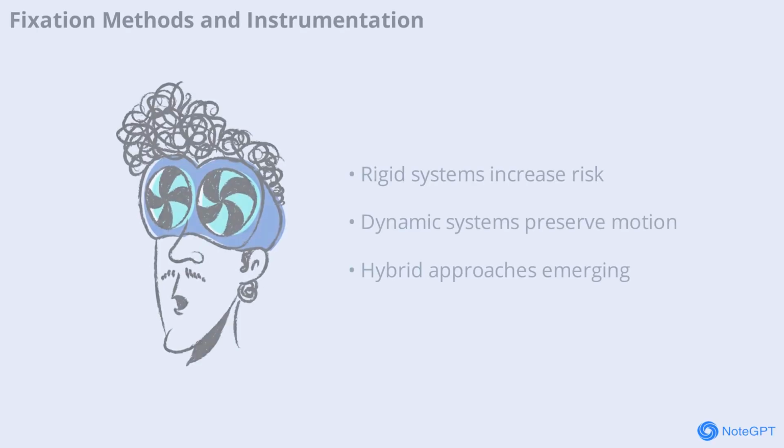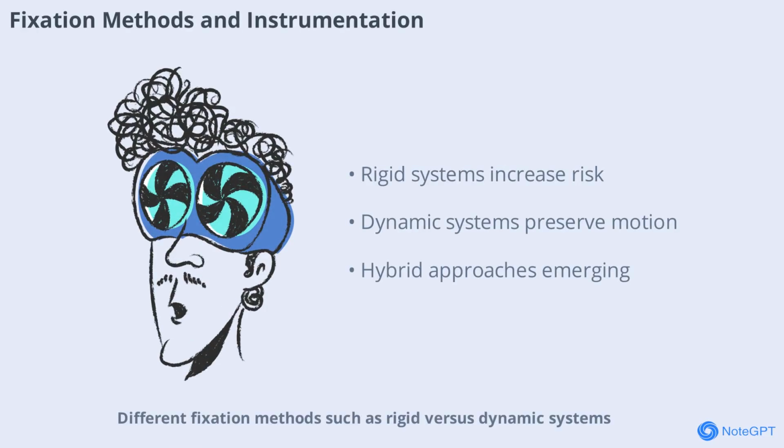Fixation methods, such as rigid versus dynamic systems, can affect the development of ASD. Rigid instrumentation may lead to earlier onset of ASD, while dynamic stabilization systems help preserve motion and reduce stress on adjacent segments. Hybrid systems that combine dynamic and static components show promise in maintaining spinal stability and reducing degeneration. The choice of fixation should be tailored to each patient's needs.